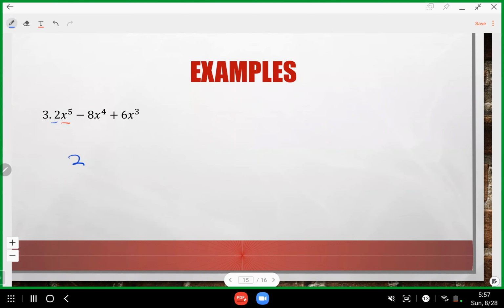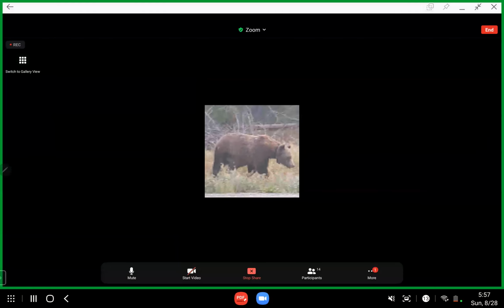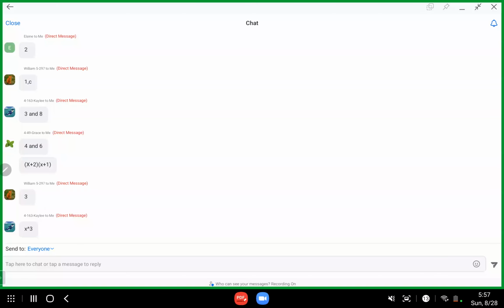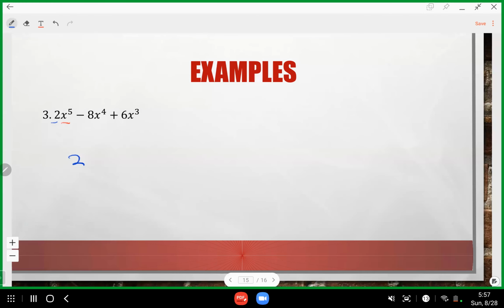What about the x's? What is the most x's you can pull out from every single one of these terms? Can everybody try to answer that? What is the most amount of x's we can pull out? 3. X cubed, right? Very good, Hugo. It's x cubed. So it's 2x cubed. You can pull out 2x cubed from each of these terms.